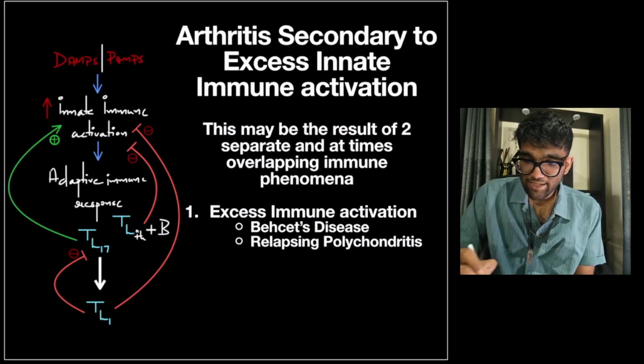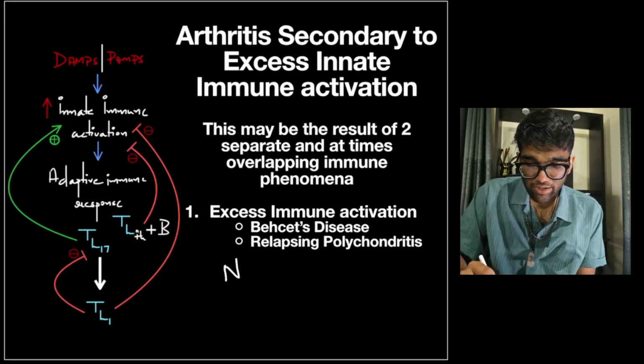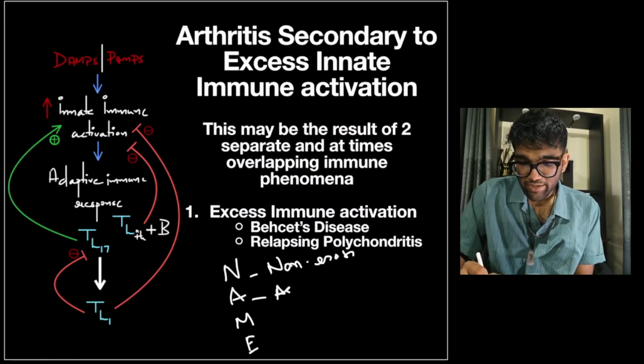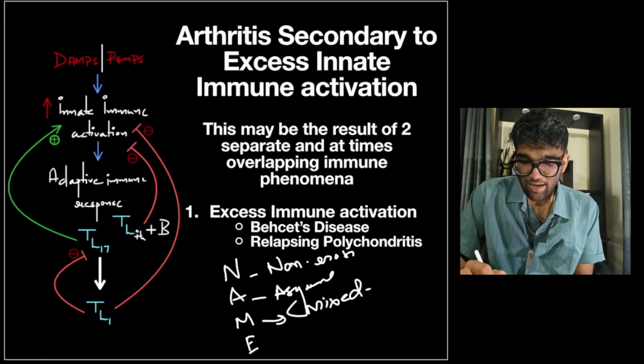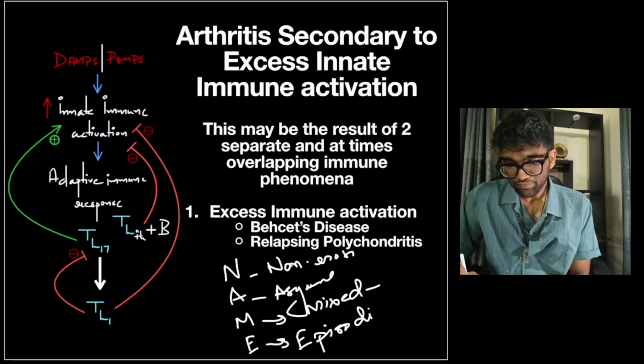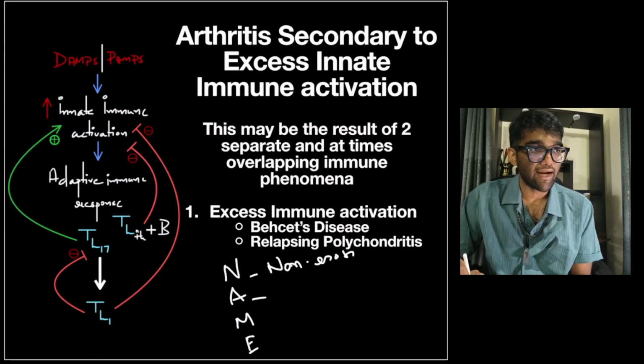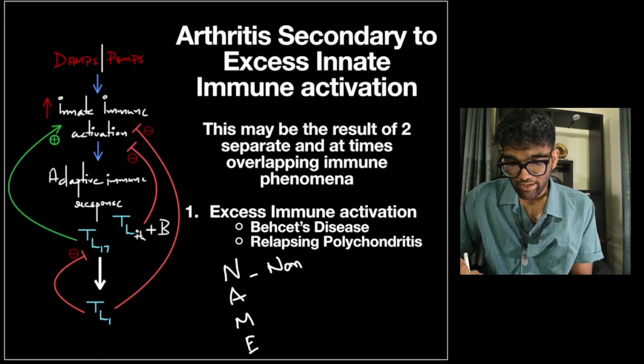So the arthritis in these 2 disorders can be recalled using this mnemonic, that is NAME. That is, it is non-erosive, asymmetric, mixed, as in large plus small joint, and it is episodic. Okay, so as you can see in our diagnostic framework, it would end up landing in this category.